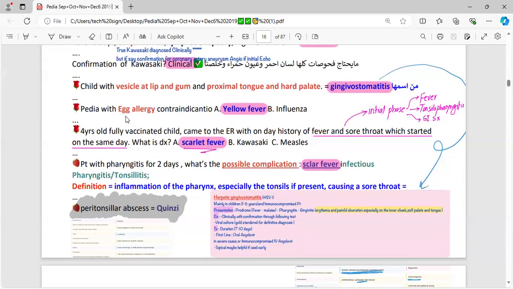Pediatric patient with egg allergy, contraindication. Every baby, every person having egg protein allergy or sensitivity, you would not give the yellow fever vaccine. There would be an anaphylactic reaction. So you would not give the yellow fever vaccination.